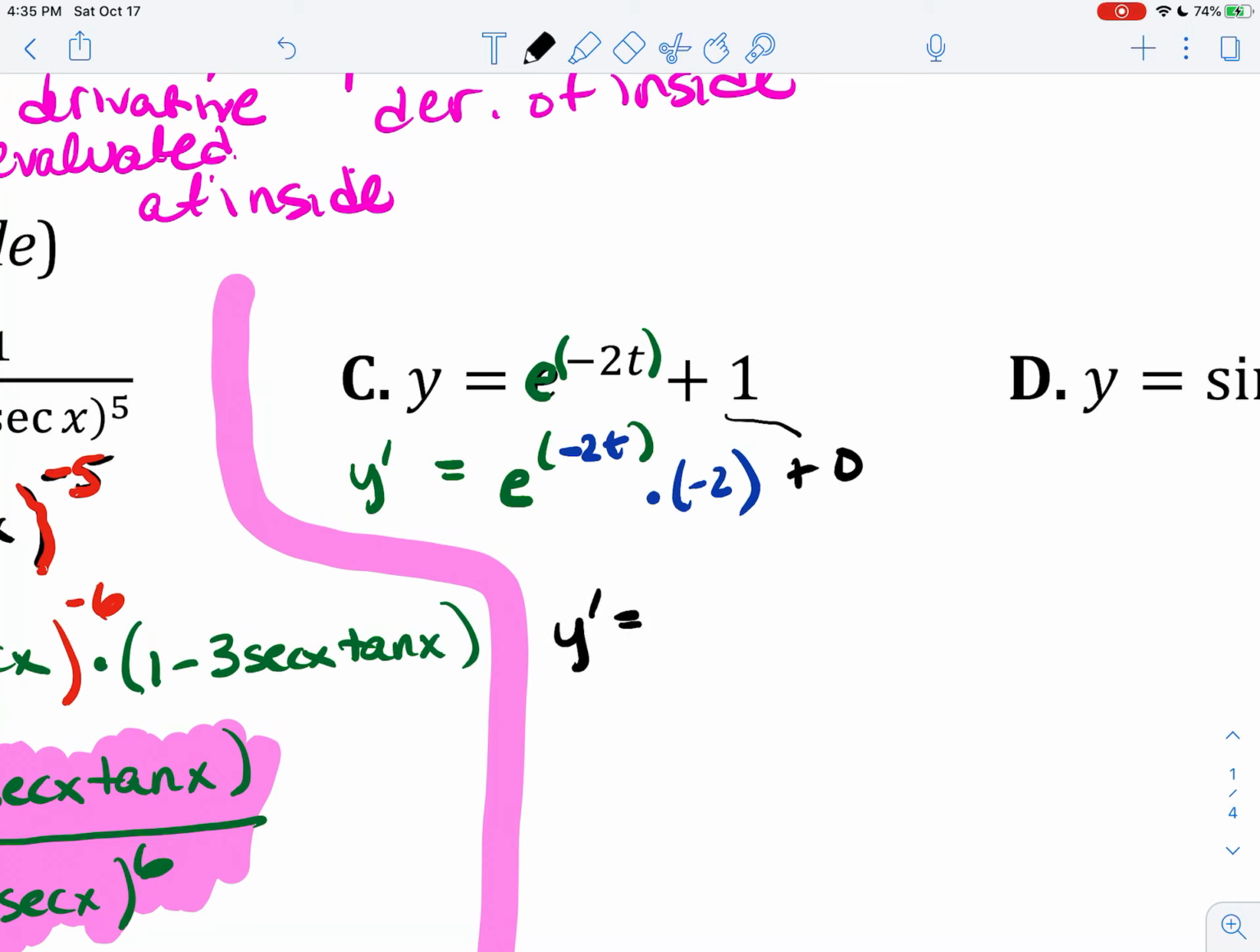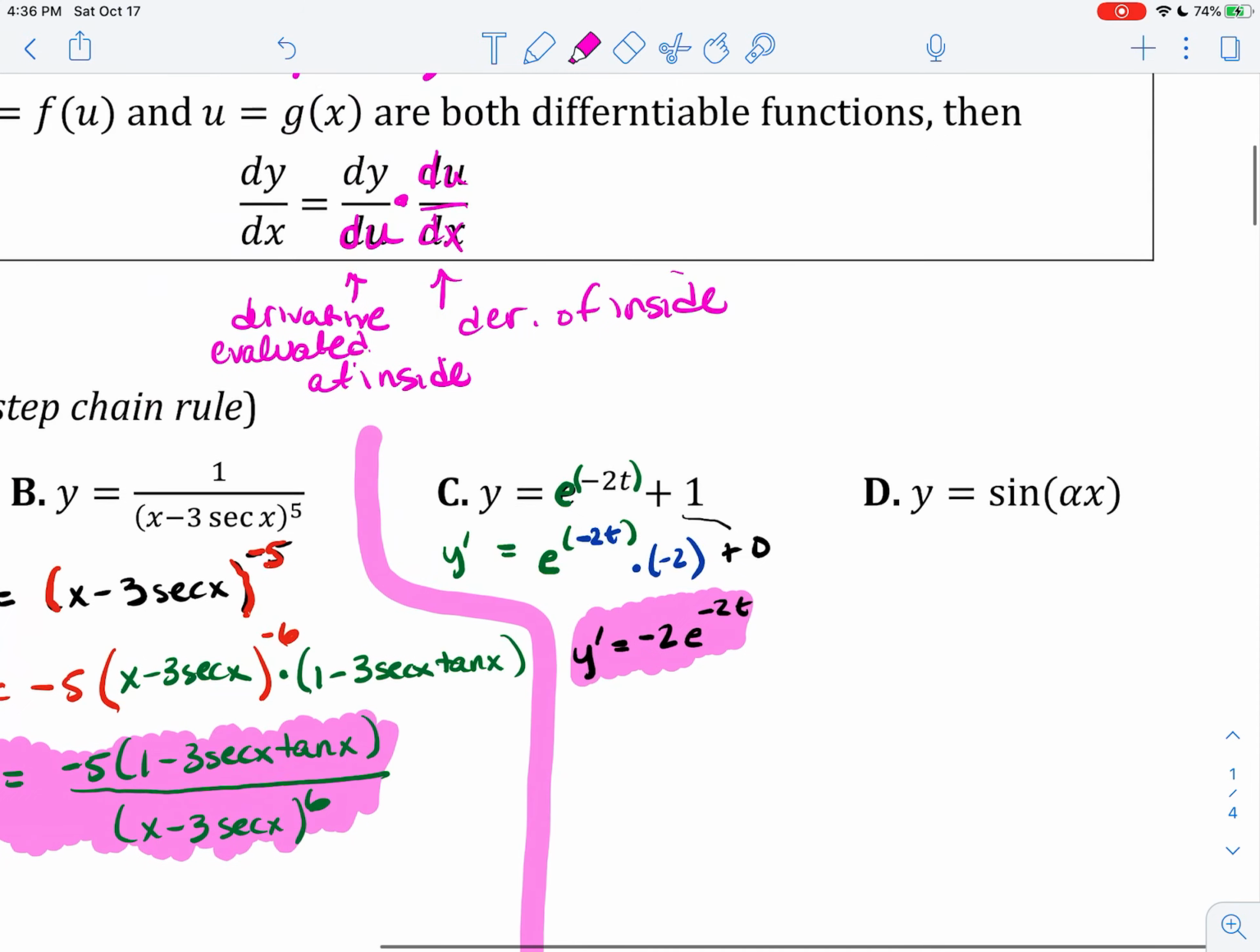So cleaning this up, we get y prime. We're going to put our coefficients in the front, so it'll be minus 2, and we have e to the minus 2t. And we don't need to add our plus 0 because it's just nothing to add, right?